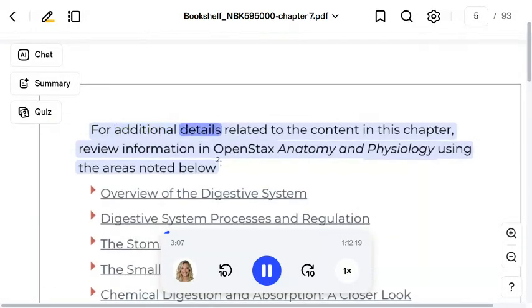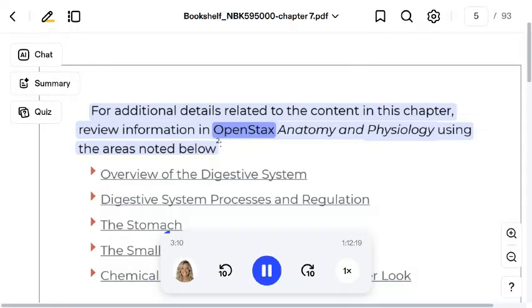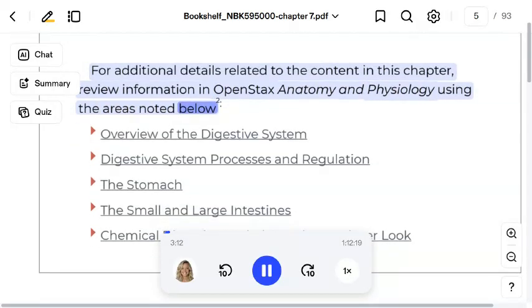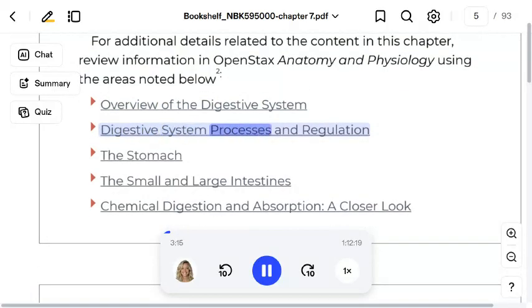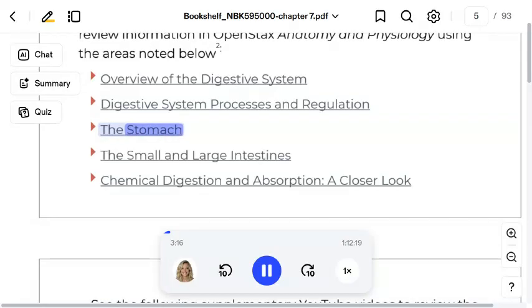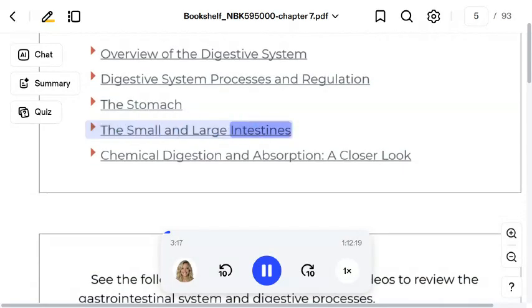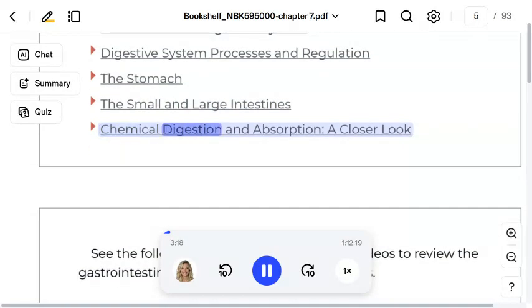For additional details related to the content in this chapter, review information in OpenStax's Anatomy and Physiology using the areas noted below. Overview of the digestive system. Digestive system processes and regulation. The stomach, the small and large intestines. Chemical digestion and absorption, a closer look.